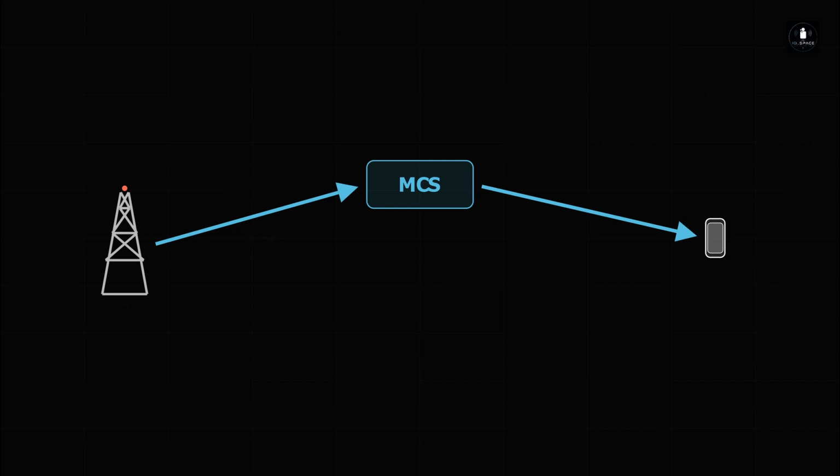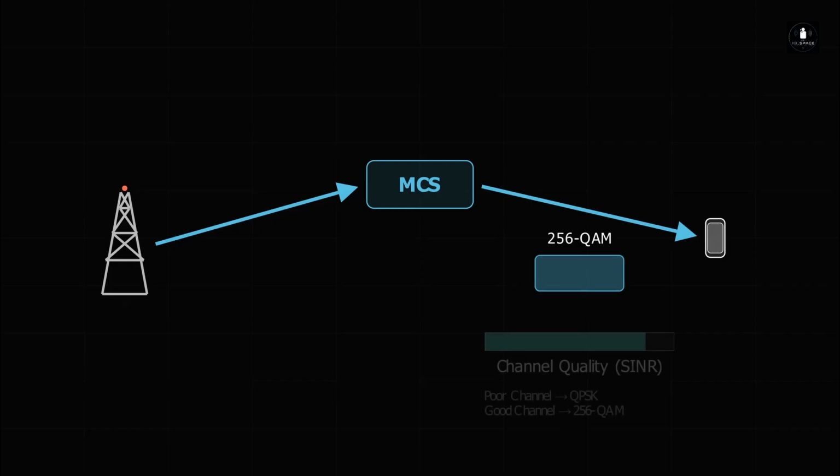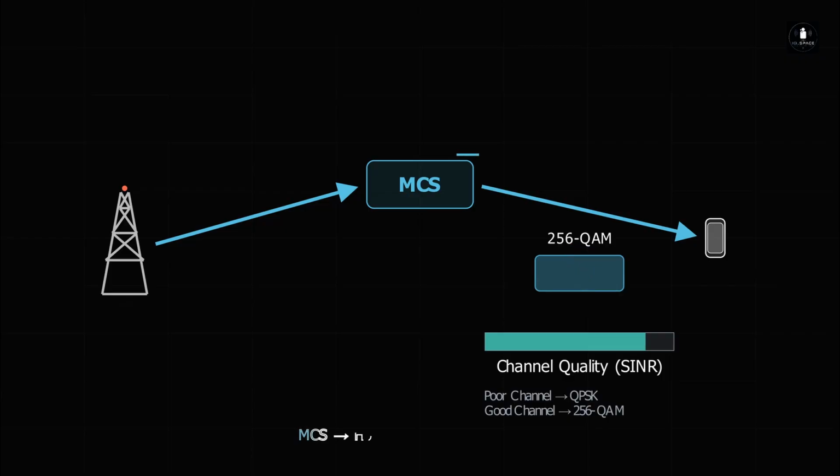The modulation and coding scheme field tells the UE which modulation order and coding rate to use. The scheduler selects the MCS based on the channel quality. Better radio conditions allow higher order modulation, while poorer conditions require more robust modulation and coding. In simple words, the MCS field tells the UE how to decode its received data.